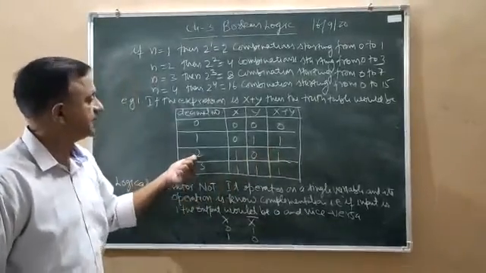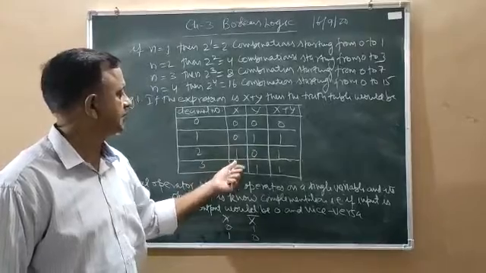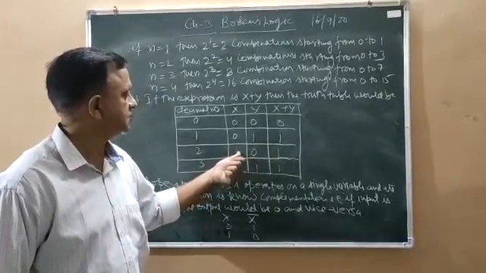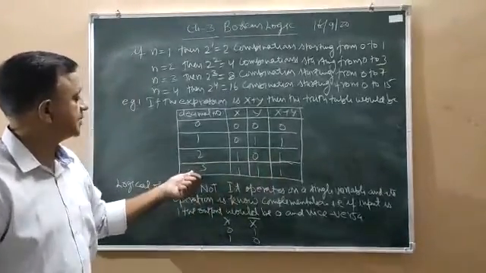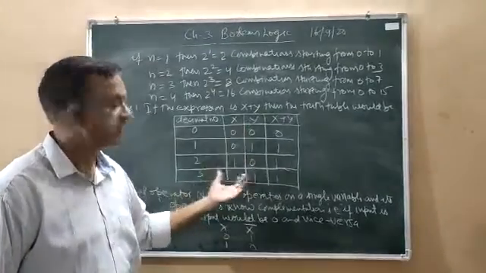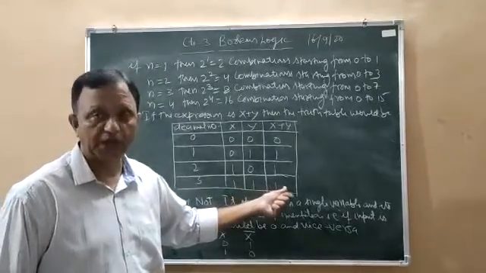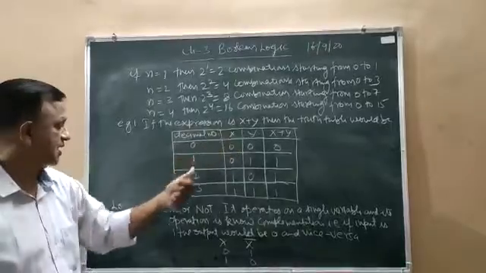Now for decimal number 2, the combination in two variable form would be 1, 0, and if we add these two numbers, that is 1 plus 0 gives you 1. Now 3 is a decimal number whose combination in two variable form would be 1, 1, and 1 plus 1 gives you 1. So this is your truth table for this expression.